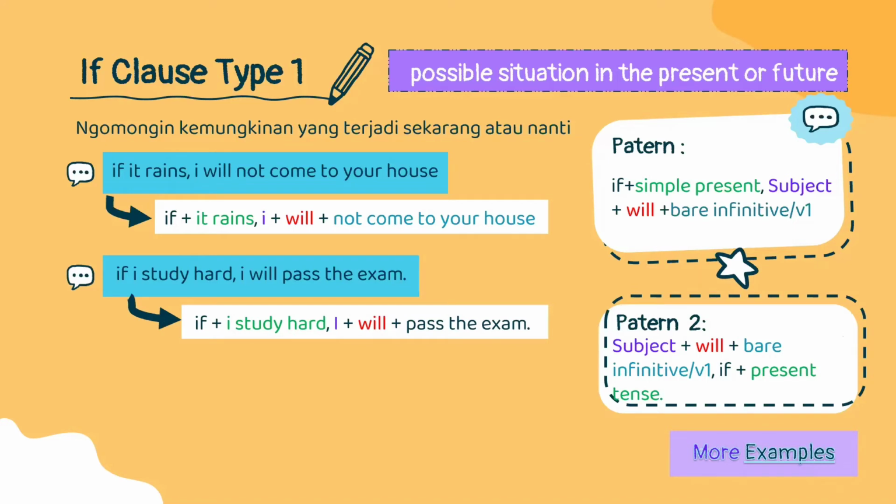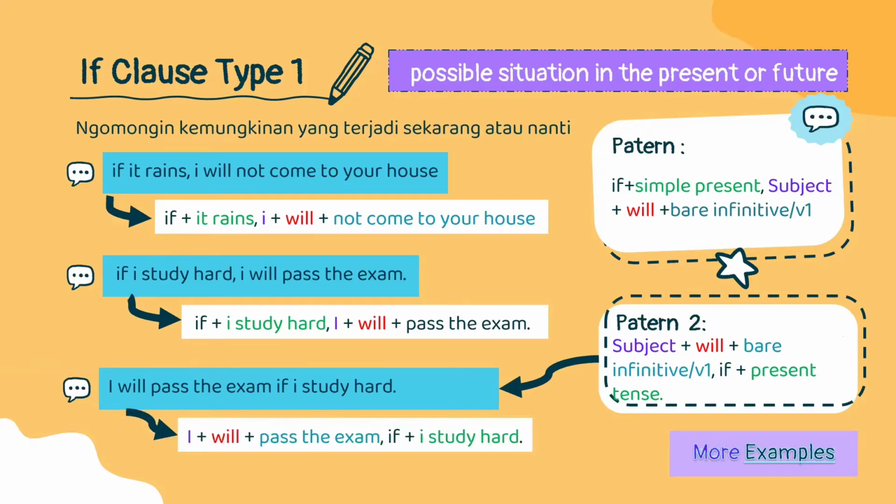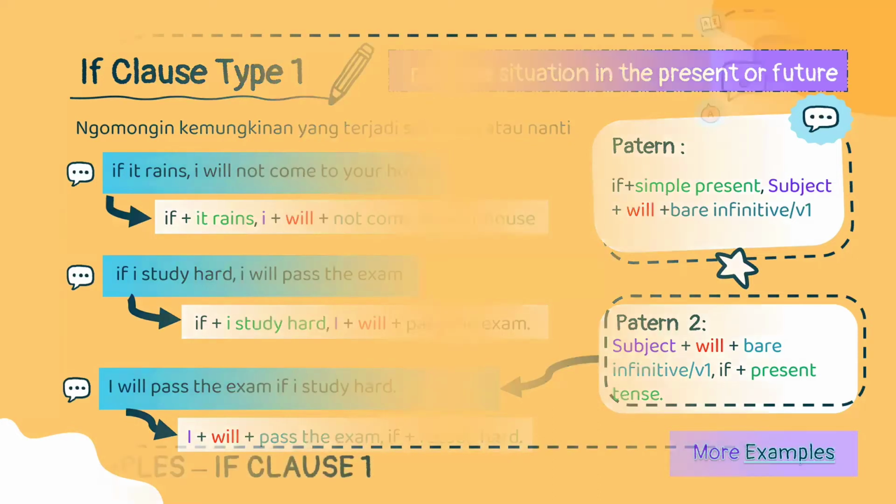Or you can use pattern 2, just reversed: subject plus will plus bare infinitive, if plus present tense. For example, I will pass the exam if I study hard. I is subject, will is will, pass the exam is bare infinitive or verb 1, if is if, plus I study hard is present tense. Okay. More examples.